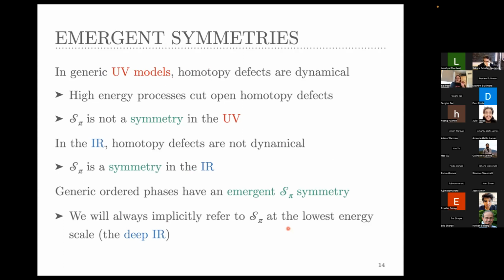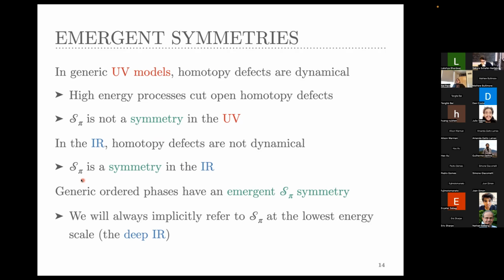Because the Wilson loops, while always closed at low energies, now they can be open, or now they can end, right? And just like how the electric one form symmetry in that example is not a microscopic symmetry, in generic UV models with ordered phases, S pi is not going to be a symmetry in the UV. However, in the IR, when these homotopy defects are no longer dynamical, so it's like in U1 gauge theory, below the energy scale of the electric charge mass gap, you'll have an emergent symmetry, and it's no different from here. So in the IR, you'll have this S pi be an emergent symmetry. So the mantra I want to drill into your head is that generic ordered phases have generally emergent generalized symmetries.